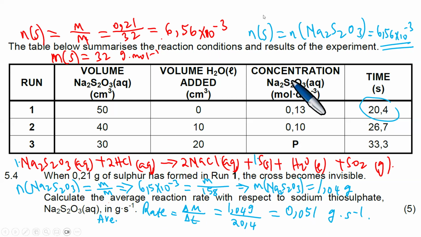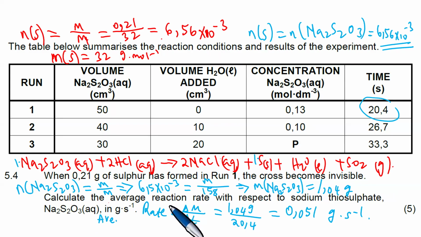Okay, let me check your messages, Zeno. Okay, that's a good question. What is the initial mass? Right, so obviously at this point, remember that we are dealing with what? Remember the question says calculate the average reaction rate with respect to sodium thiosulfate, whose mass we know. And what would then be the initial mass?